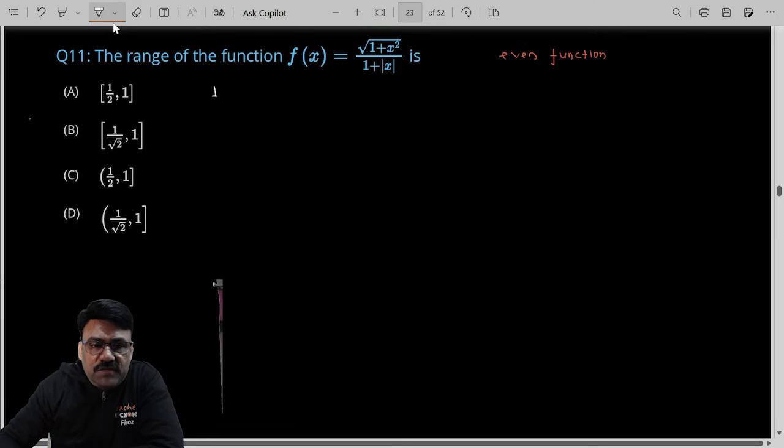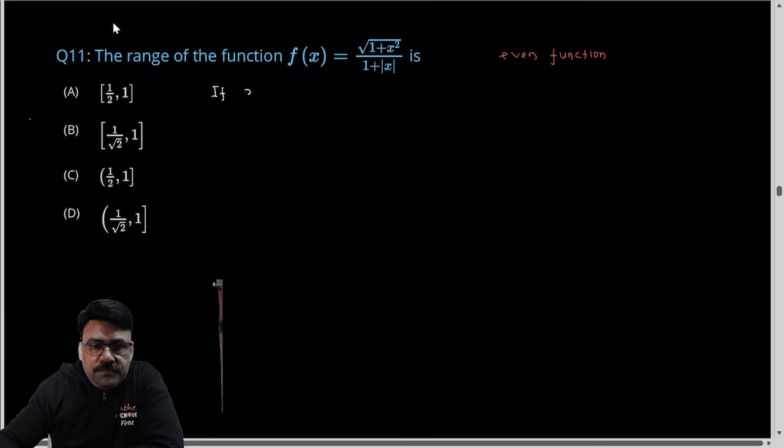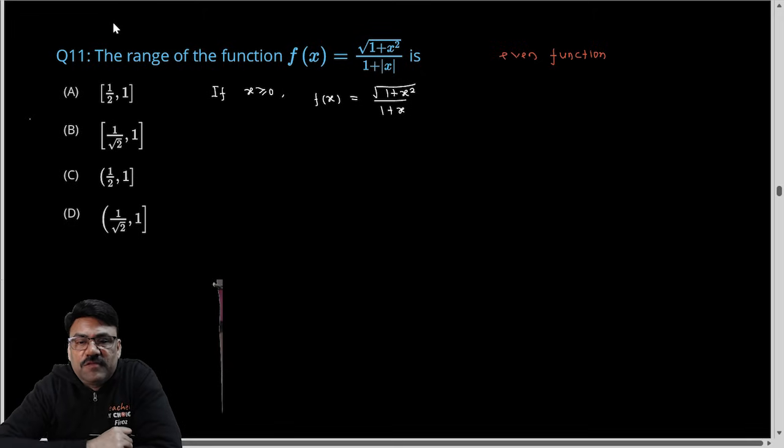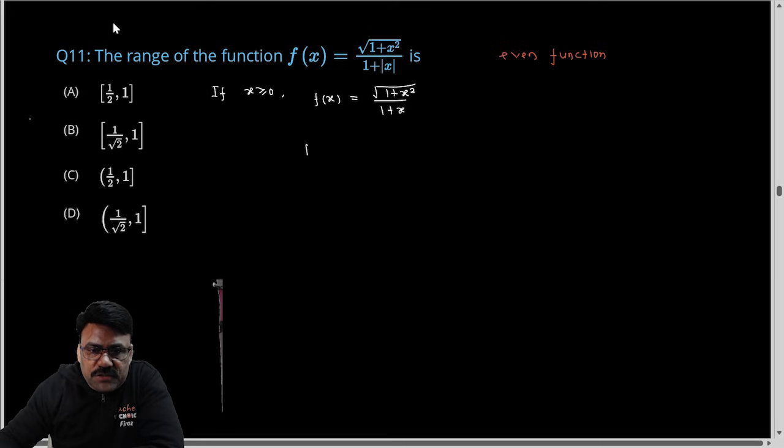So if x is greater than or equal to 0, then this function is under root 1 plus x square over 1 plus x. Under root 1 plus x square over 1 plus x, right? Now I need its range, so let's differentiate it.